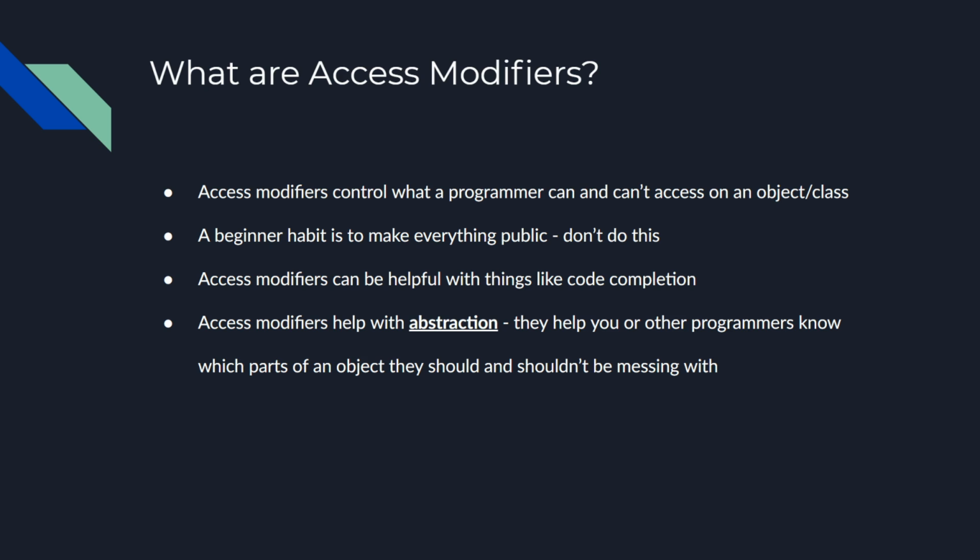Access modifiers can be helpful with things like code completion. If you can see something on an object, your development environment, IntelliJ, Eclipse, whatever, will show you what you can access. If you can't access some property or method, it won't show you, and that just makes life easier. And as I said before, access modifiers help you with abstraction. They help you, your future self, or someone else, know which data they can and can't mess with. Okay?